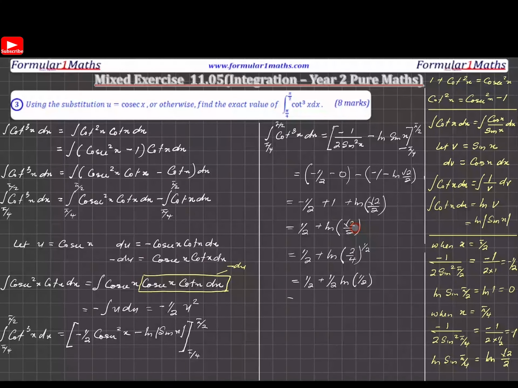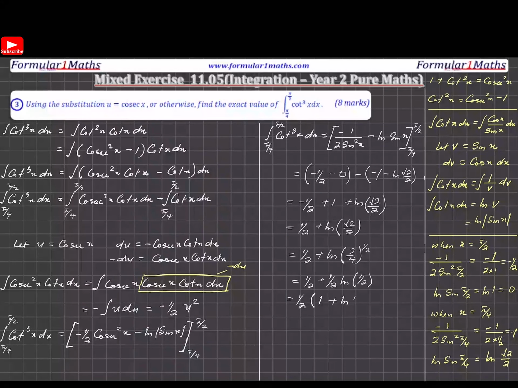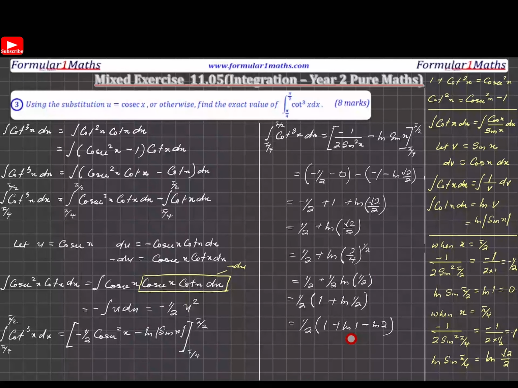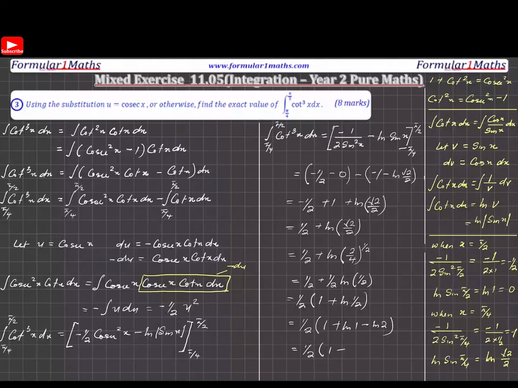I'm going to factorize the half out, and I'm going to get 1 here plus ln half over here. If I simplify further, I'm going to get half brackets 1 plus, and using the laws of logs for this one, I'm going to get ln 1 minus ln 2. But ln 1 is 0, so I get half times 1 minus ln 2. And this is the exact value of the integration required.